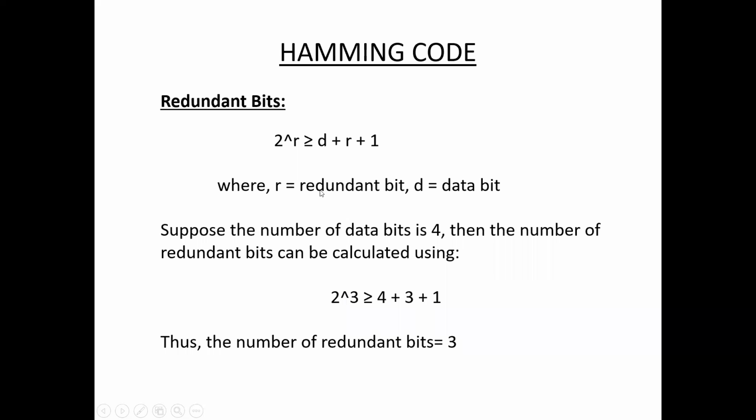So we take r = 3, which means the number of redundant bits is 3. So here we find the number of redundant bits such that it satisfies the condition 2^r ≥ d + r + 1.